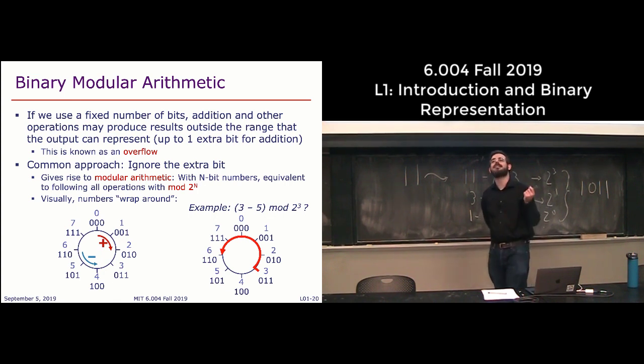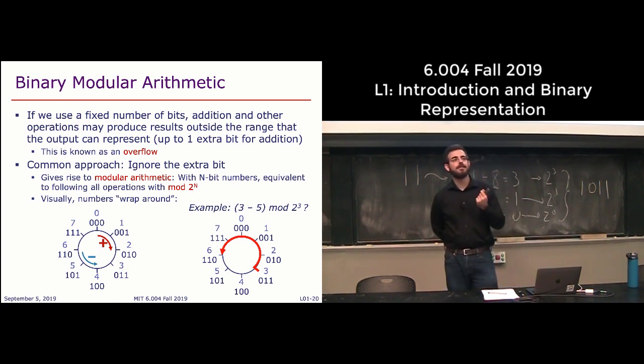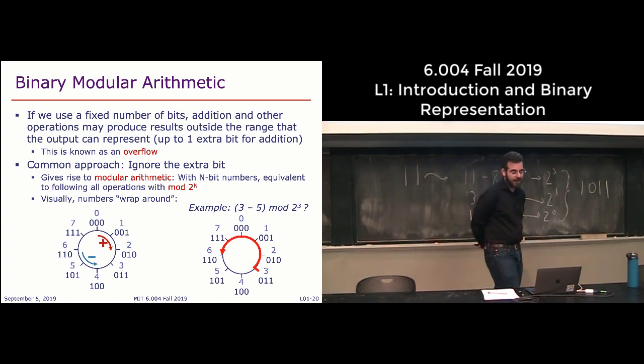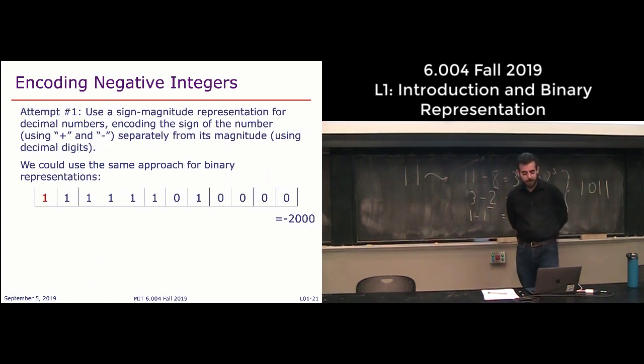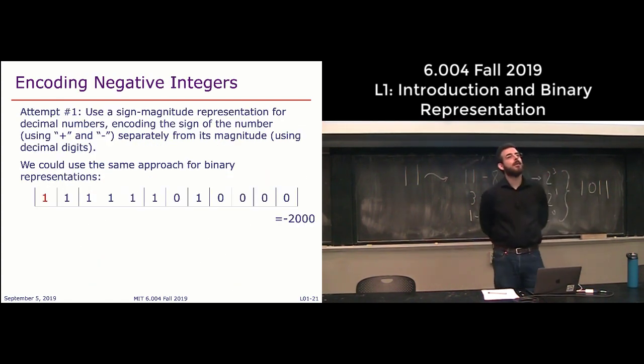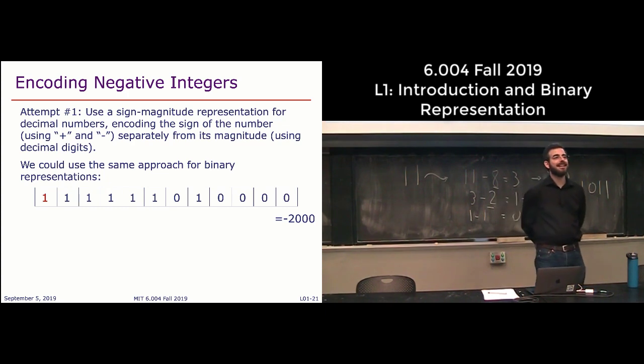So ignoring the extra bits that we get just gives rise to modular arithmetic. And this, as we will see, makes things much simpler. So now that we have this modular arithmetic business in mind, let's see how we can go about encoding negative integers.